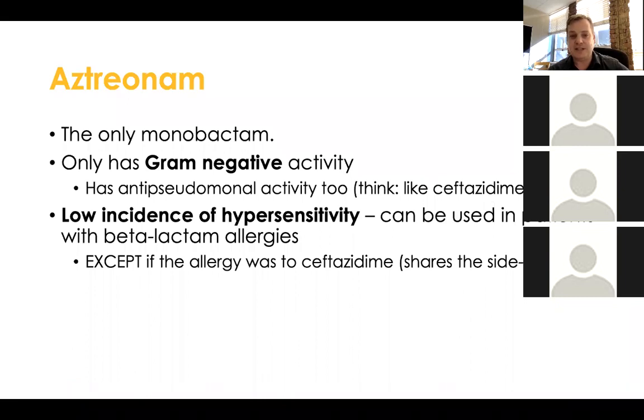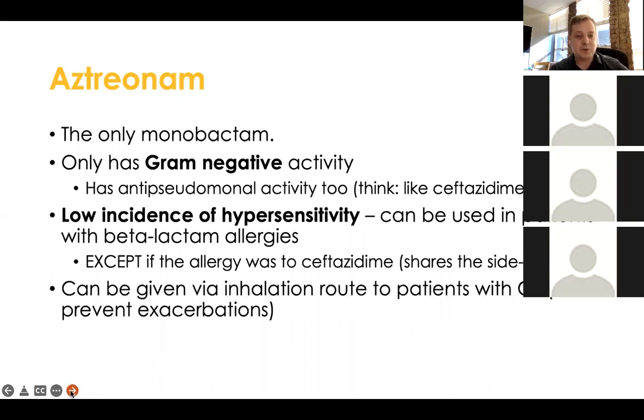So if you're allergic to ceftazidime, it might be that the allergy is driven by the side chain, in which case you should avoid aztreonam as well. But that's the only time. Otherwise, unless you get that history, you're welcome to use aztreonam, even if you've got a pretty bad beta-lactam allergy from the other side. And you can actually use this one by inhalation as well for people, say, with cystic fibrosis, to prevent exacerbation.